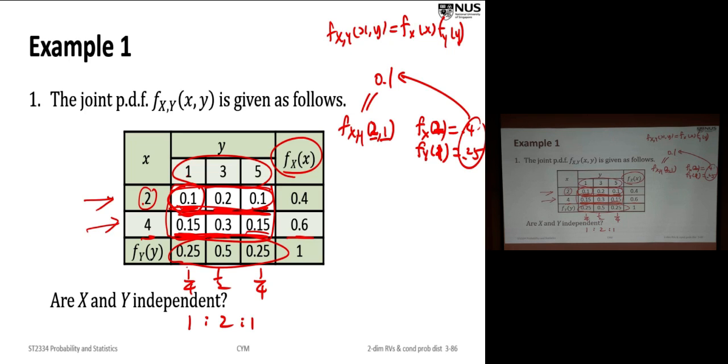Now if you look at y, I fix y and look at this, the ratio is 2 to 3. You look at this one, also 2 to 3, look at this one, also 2 to 3, and this one is also 2 to 3. So in other words, it doesn't matter what your y value is, the proportion of the probabilities of x equal to 2 relative to x equal to 4 is in the same ratio. So that's the idea of independence. All right.